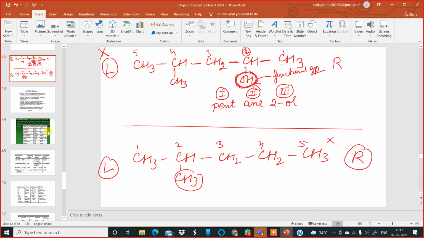After that, I go to 4. 4 is the prefix. Now, the prefix tells about any other side chain branching, no? So besides OH, is there any other side chain branching? Yes, sir, CH3. So CH3 there, methyl, and it is on the fourth carbon. So I'll write in the front 4-methyl. Got it? 4-methyl is the prefix, pent is the word root, an is the primary suffix, 2-ol is the secondary suffix.